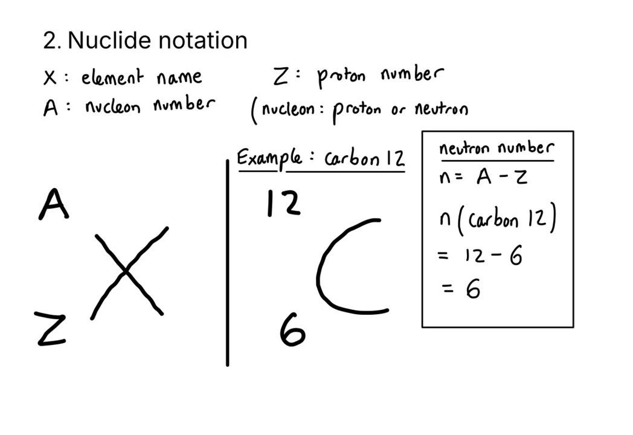Nucleon is just the umbrella term for a particle in the nucleus, so it covers protons and neutrons both, which gives you a handy trick. If you ever need the number of neutrons, you take the top number and subtract the bottom one, A minus Z. That's all there is to it.